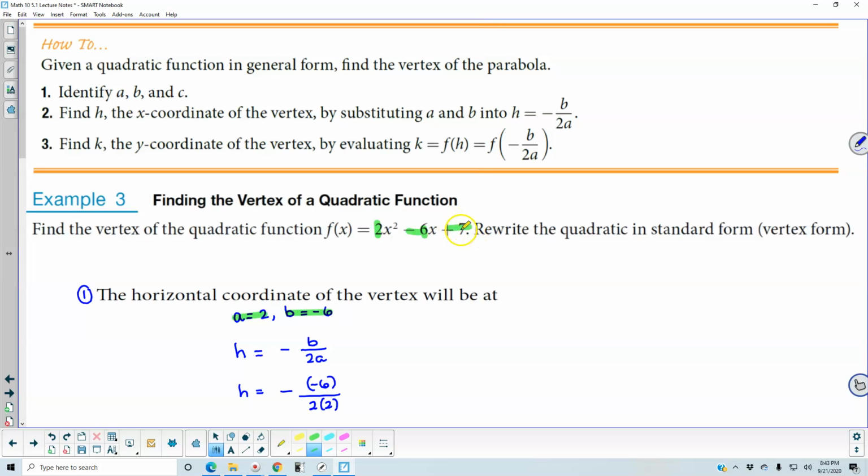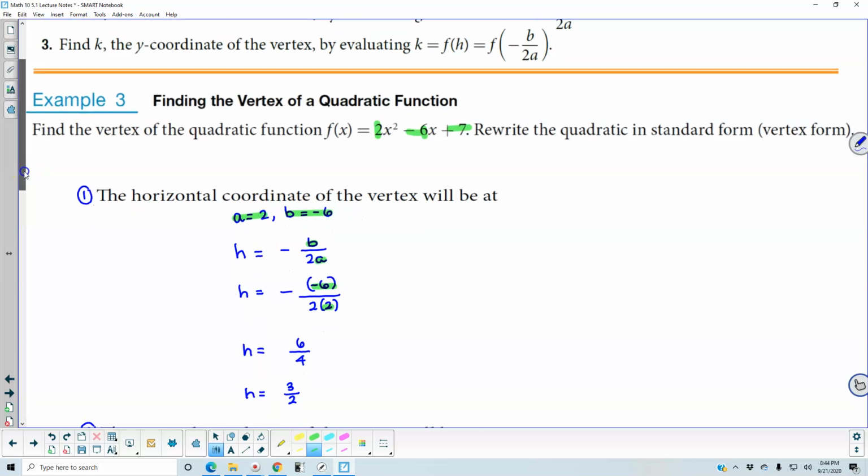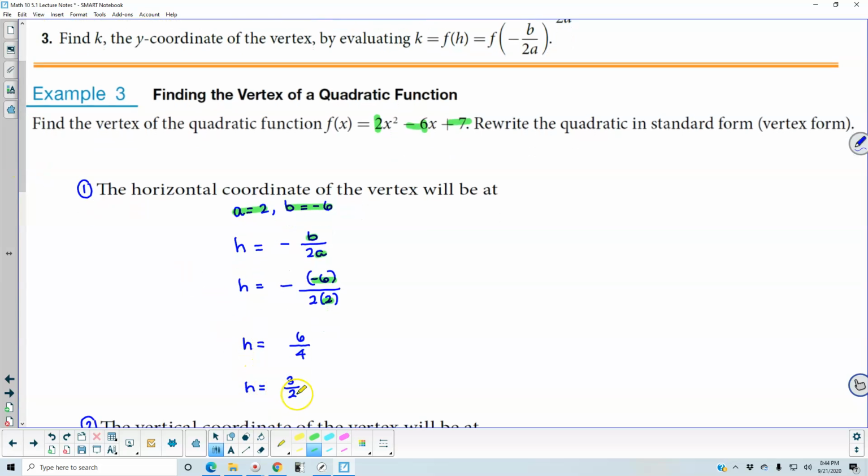But we don't really need to worry about the value of c in the formula to find the vertex because c is not included. So now, writing down the formula, we know that h is equal to negative b over 2a. So we bring down the negative, we plug in b to be negative 6, and we plug in a to be 2. So now, if we take a negative times a negative, it's going to make it positive. So it's going to be 6 over 2 times 2, which is 4. And if we reduce that, we know that h is going to be 3 over 2.